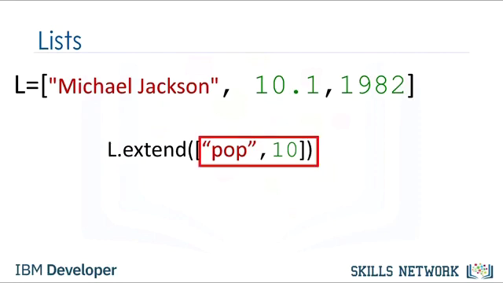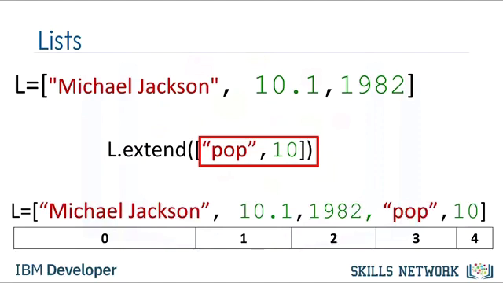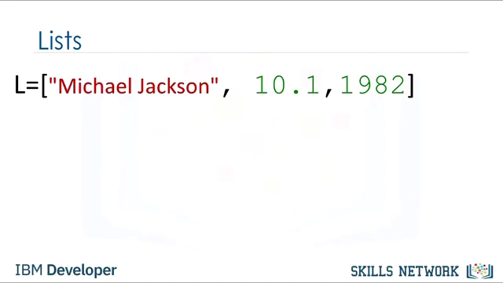The argument inside the parentheses is a new list that we are going to concatenate to the original list. In this case, instead of creating a new list, L1, the original list L is modified by adding two new elements. To learn more about methods, check out our video on objects and classes. Another similar method is append.